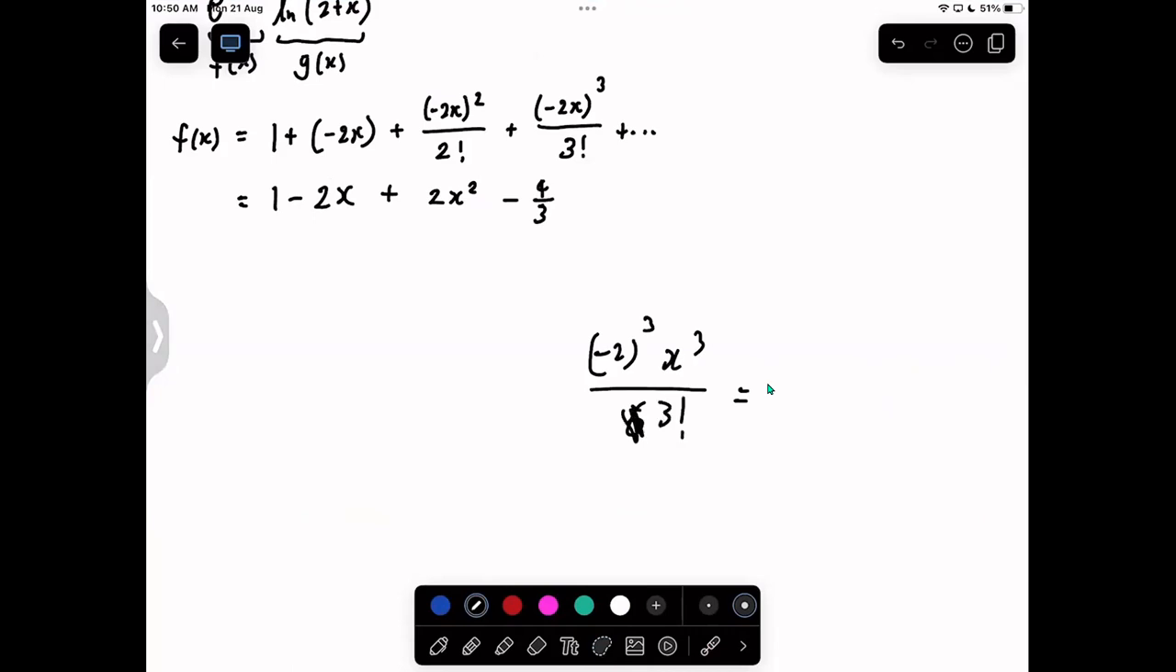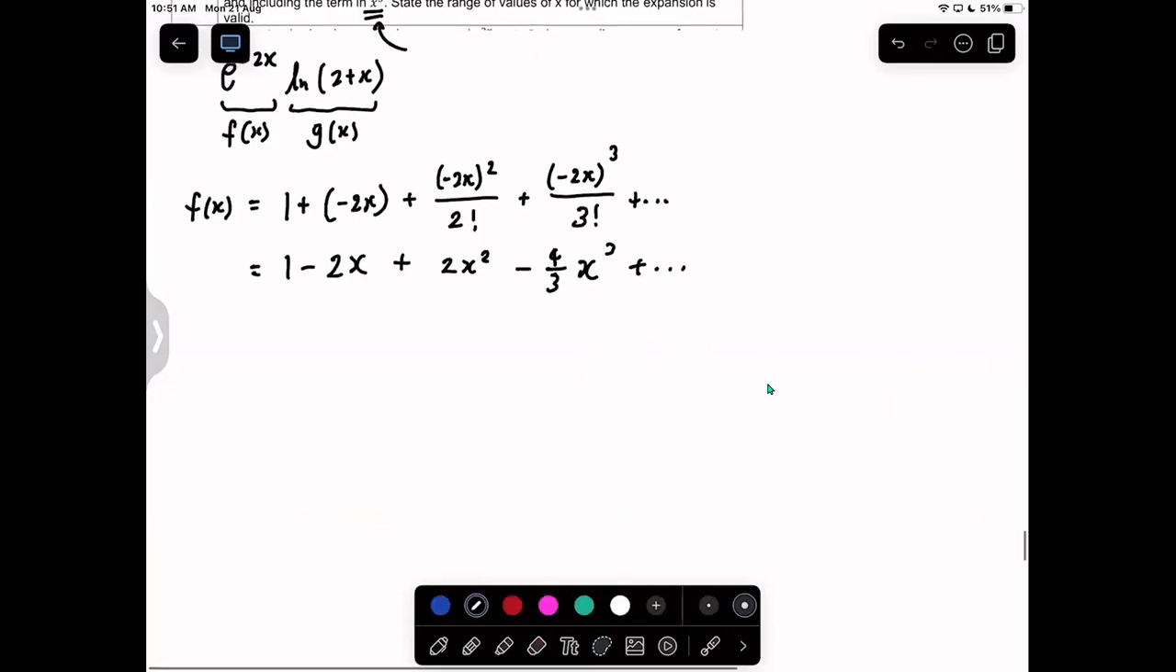Don't want to do mental sums. Then you get x cubed. Okay? Good. That's f(x). Now let's continue to g(x).